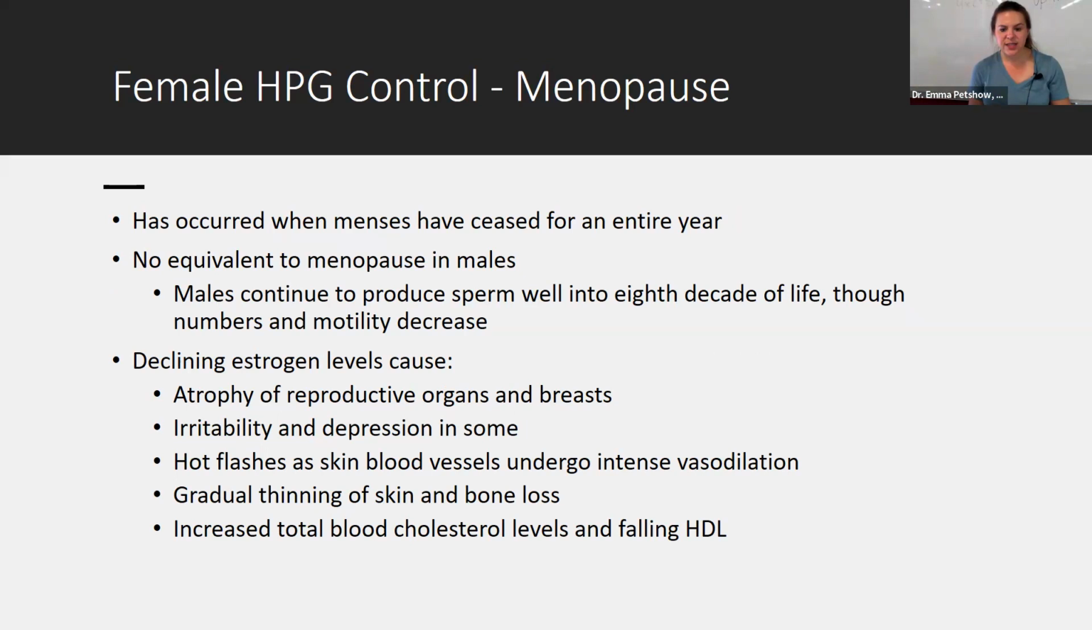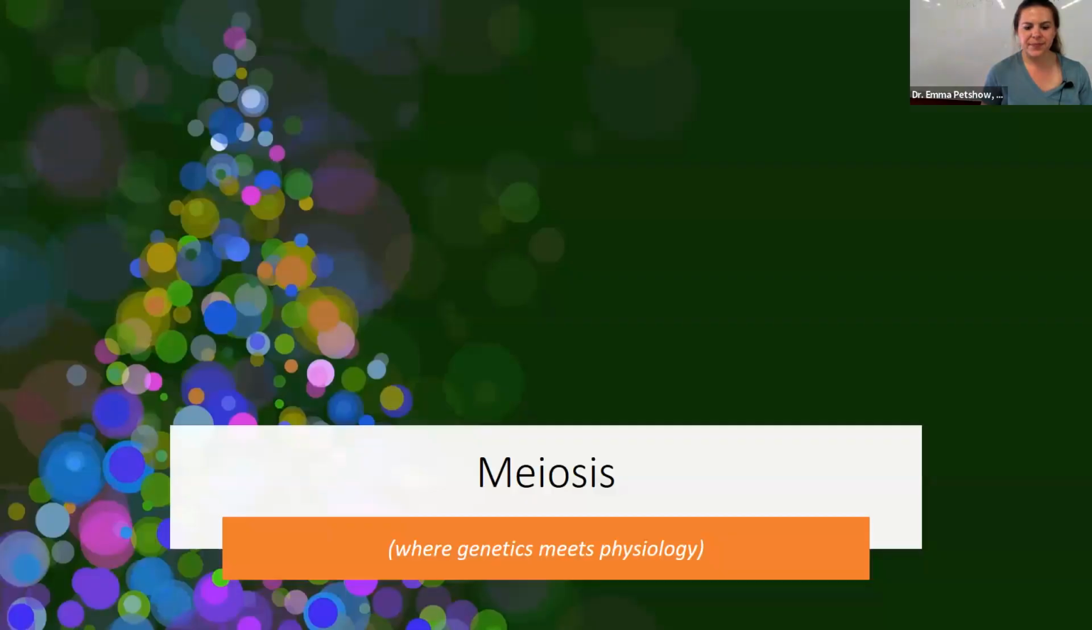This is female specific. Males can continue to produce sperm their whole life, well into the 8th decade and beyond. But for females, declining estrogen levels can have a whole host of different symptoms and responses. But obviously the loss of menstruation, loss of ovulation is the most stark contrast we'll talk about in this slide set. Okay, that was our general preview.